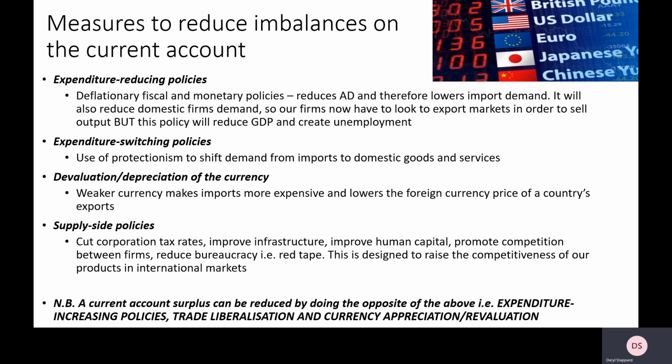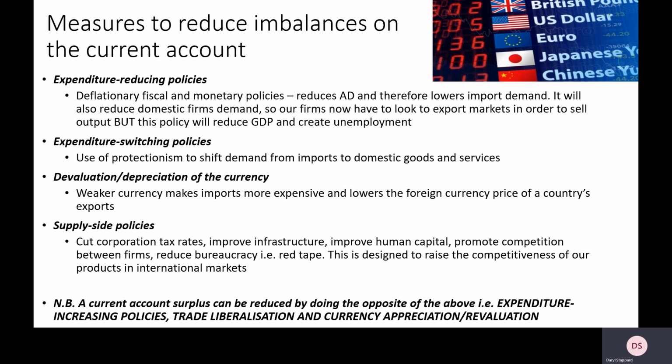The problem with this policy is that it reduces aggregate demand. So it conflicts clearly with other key macroeconomic targets, such as economic growth. And of course, if it's crippling aggregate demand, then it would also potentially create unemployment as well. So it can be used, but there are some big drawbacks of this policy.